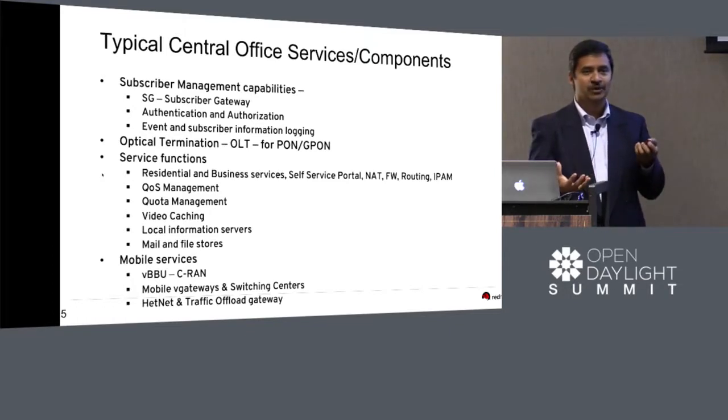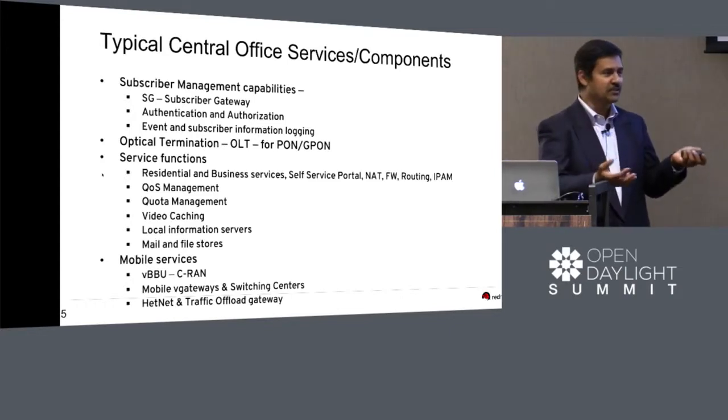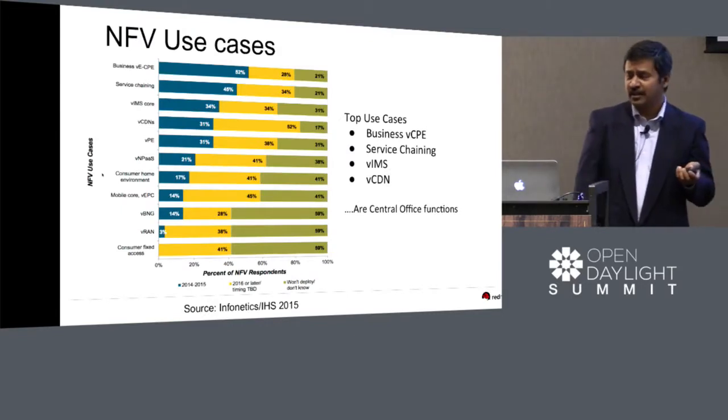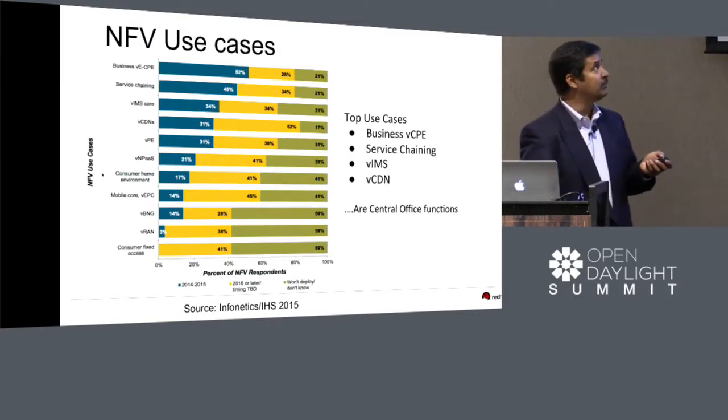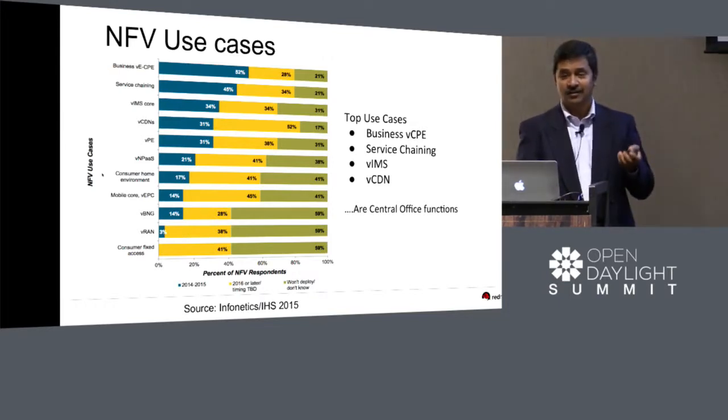Then the question becomes, okay, can I take this set of services, model it in a different way, and come up with a virtualized model for a central office? Can that be done? Now, if we look at NFV use cases, interestingly, these are the top 4 use cases: business virtual CPE, service chaining, virtual IMS, virtual CDN. Interestingly, all of those use cases are central office functions.